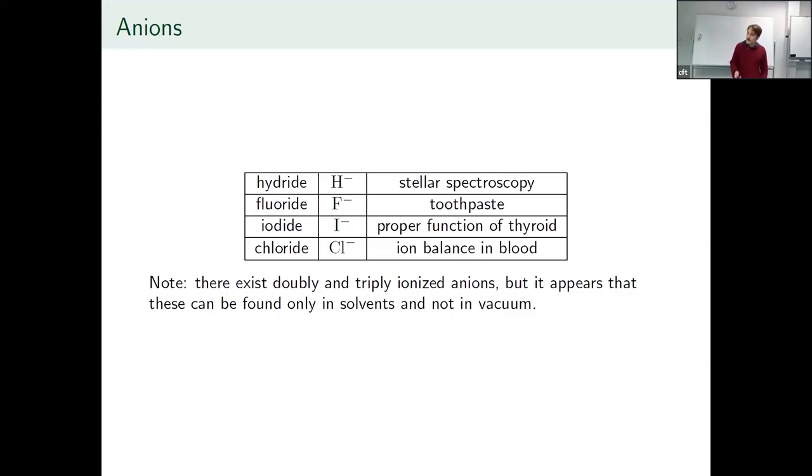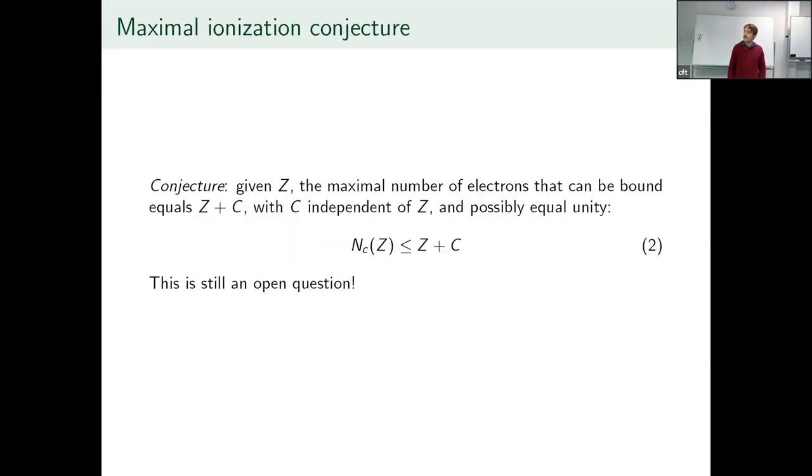And that's the maximal ionization conjecture, because the maximal ionization conjecture says the following. Regardless of the value of Z, the maximal number of electrons that you can add to the system in vacuum equals one. So just one additional electron you can add to the system regardless of the value of Z.